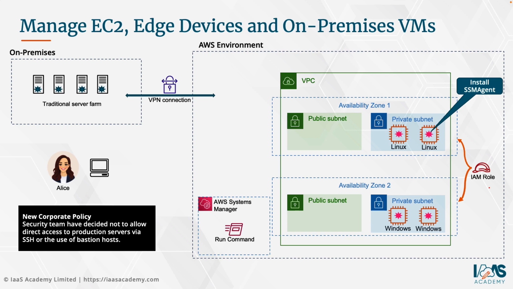You will be able to now communicate with those EC2 instances or your on-premise servers using the run command. Now, when it comes to EC2 instances, there are some AMIs, Amazon Machine Images, that you can get directly from AWS that already are pre-configured with the SSM agent.